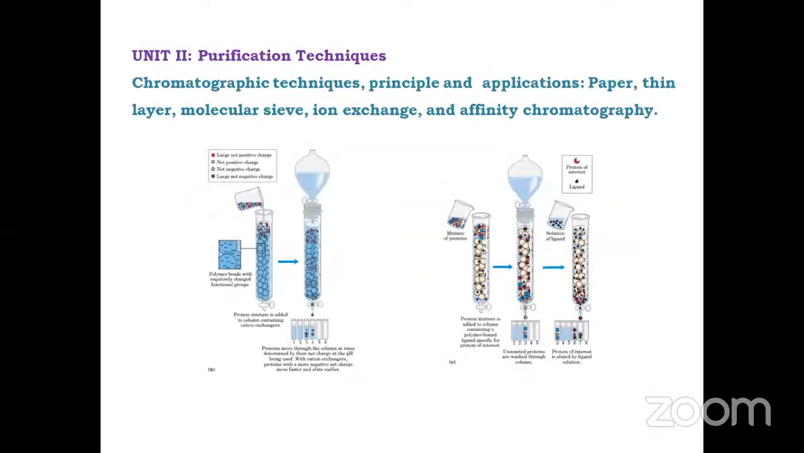Second unit is purification techniques, which deals with mainly 4 or 5 types of chromatographies. Very basic set of chromatographies: paper chromatography, thin layer chromatography, and then 3 column chromatographies, which are molecular sieve, ion exchange, and affinity chromatography. So they get an idea about the principle behind all these techniques and their applications.